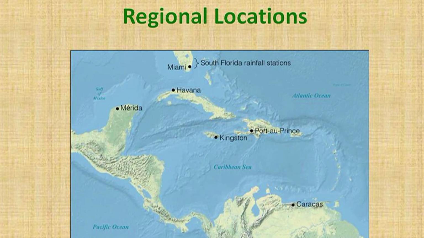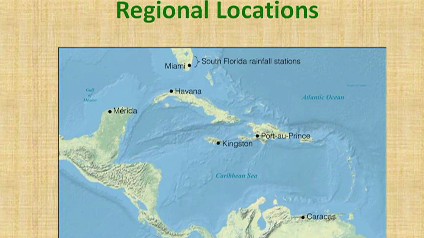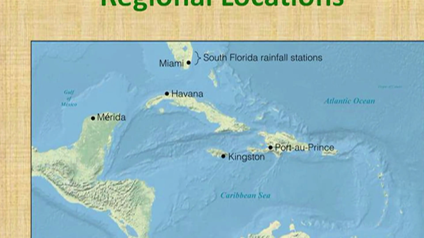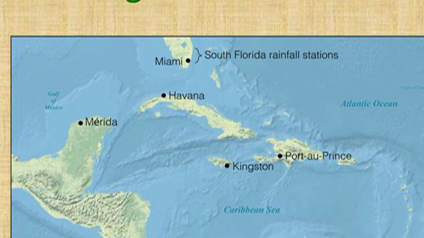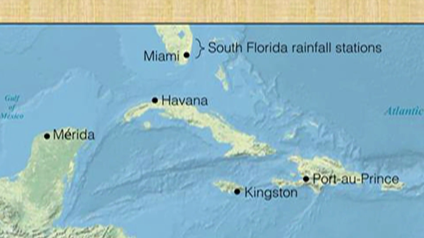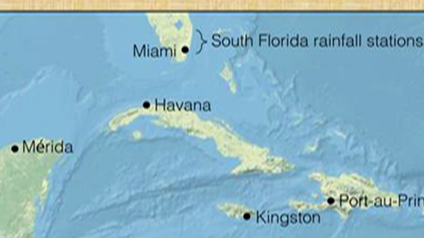Here we have the region of study. As you can see, Miami and Havana are geographically close. Therefore, we checked the similarities of the rainfall and climate data of South Florida with that of Havana for application in our model. Also note here that the South Florida rainfall station area is shown, which I will get to in a later slide.